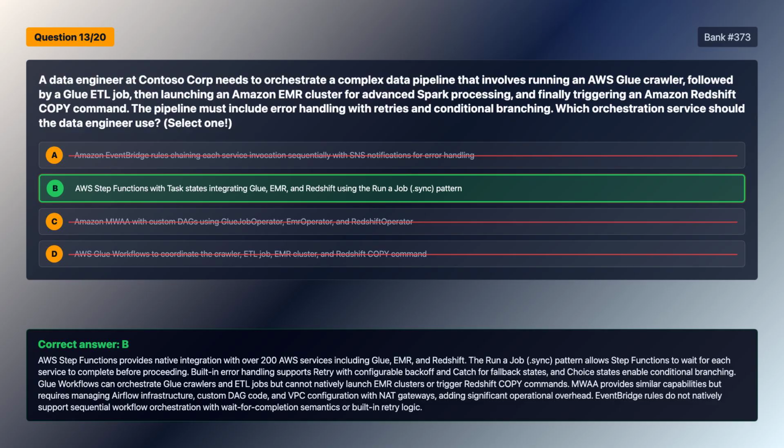Glue workflows can orchestrate Glue crawlers and ETL jobs, but cannot natively launch EMR clusters or trigger Redshift copy commands. MWAA provides similar capabilities, but requires managing Airflow infrastructure, custom DAG code, and VPC configuration with NAT gateways, adding significant operational overhead. EventBridge rules do not natively support sequential workflow orchestration with wait-for-completion semantics or built-in retry logic.